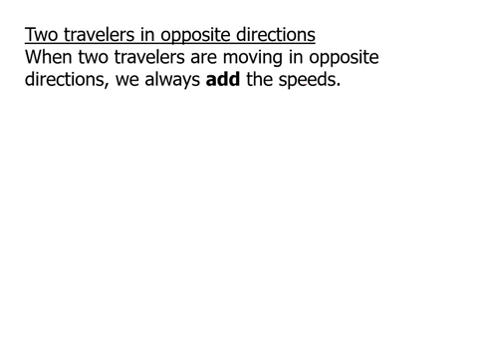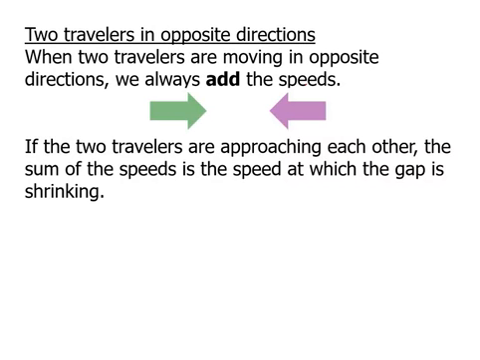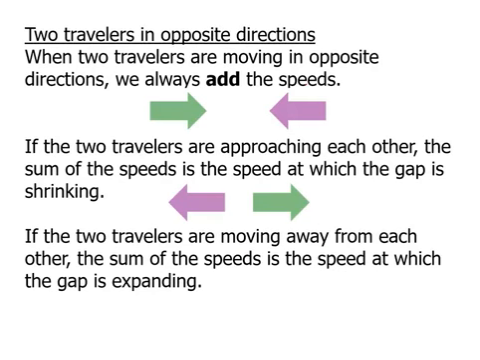First of all, we'll talk about the two travelers in opposite directions. When two travelers are in opposite directions, we always add the speeds. And this is true whether they're approaching each other, then the sum of the speeds is the speed at which the gap is shrinking. If they're moving away from each other, then the sum of the speeds is the speed at which the gap is expanding. But in either case, we add if they're moving in opposite directions.